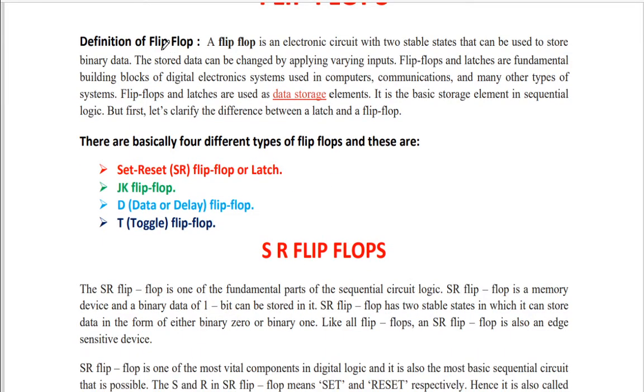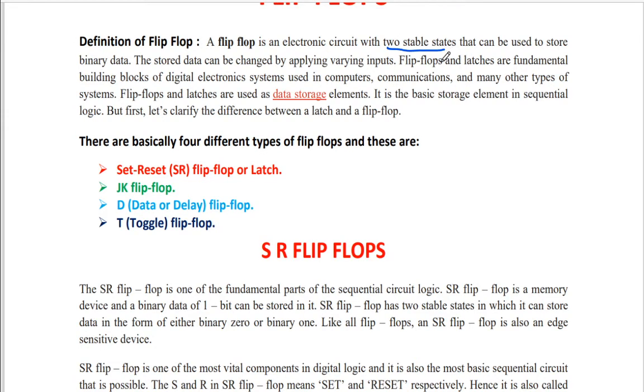The basic definition of a flip flop is an electronic circuit which has two stable states that can be used to store binary data, that is, data in the form of 0 and 1. That's what we call a bistable. Either it will be in 0 or it will be in 1. So we have two states, 0 or 1. That's what we have, a bistable state.